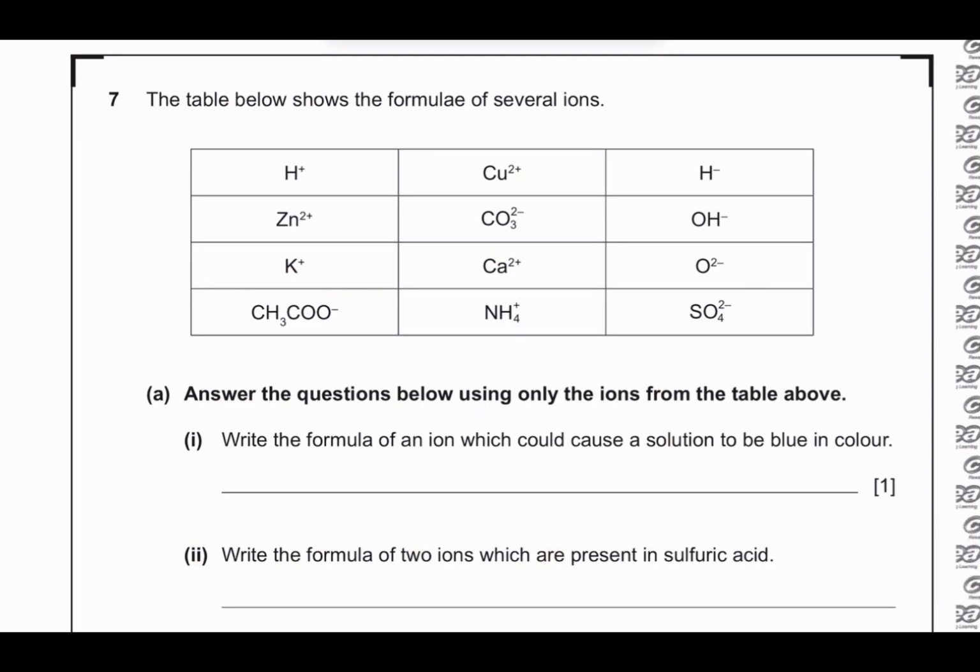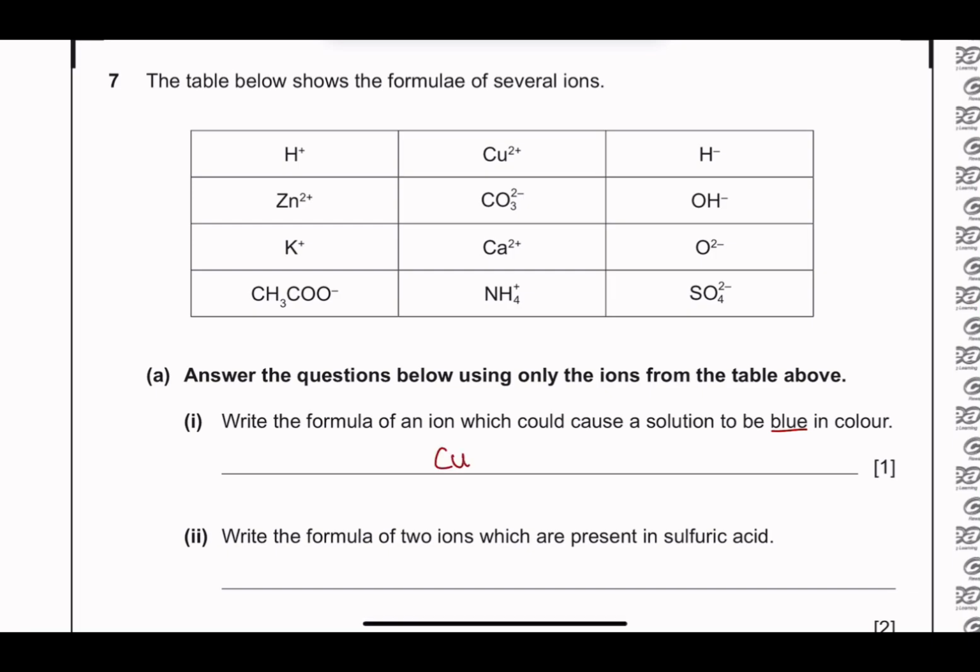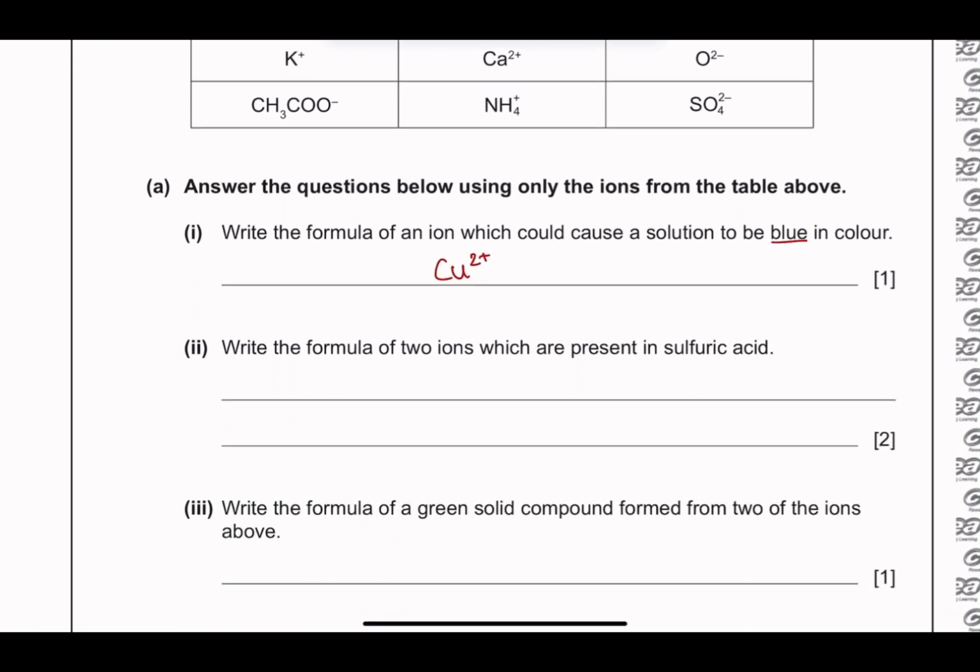Table below shows formula of several ions. Here we go. So write the formula. So you only can use the tables from above. Write the formula of ion which we use to make a blue solution. So blue solution we know is copper sulfate. Okay. So the formula for ion which we use is Cu2+ because we have that there.